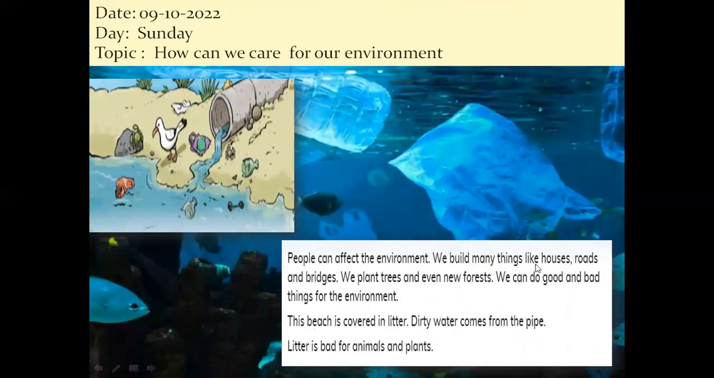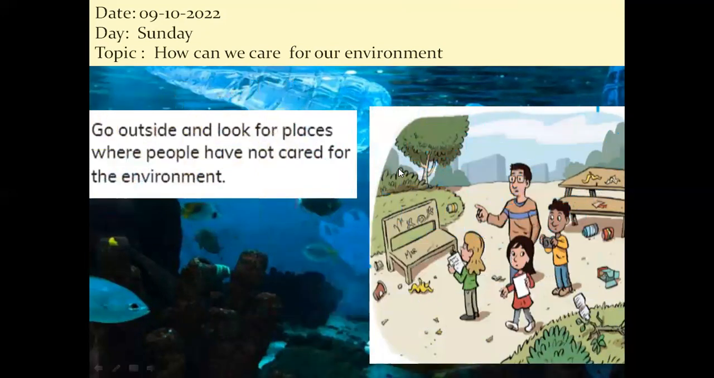We build many things like houses, roads, and bridges. We plant trees and even new forests. We can do good and bad things for the environment. This beach is covered in litter. Dirty water comes from the pipe. Litter is bad for animals and plants. You can see this dirty water. It is coming inside the river and it is very dirty.